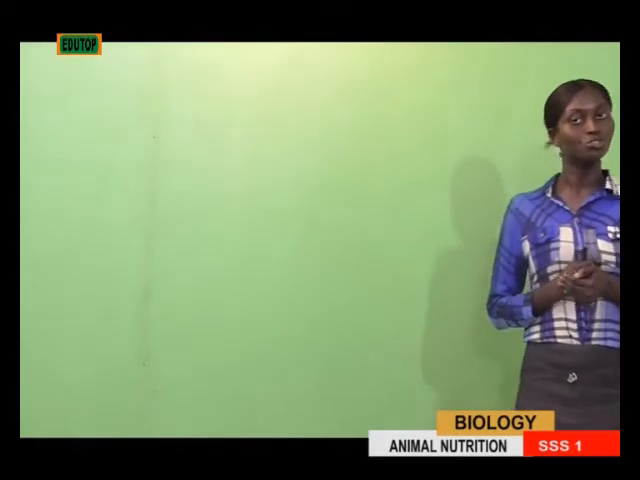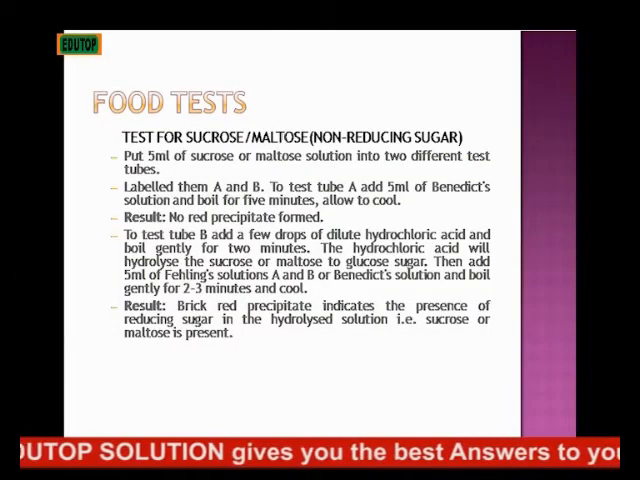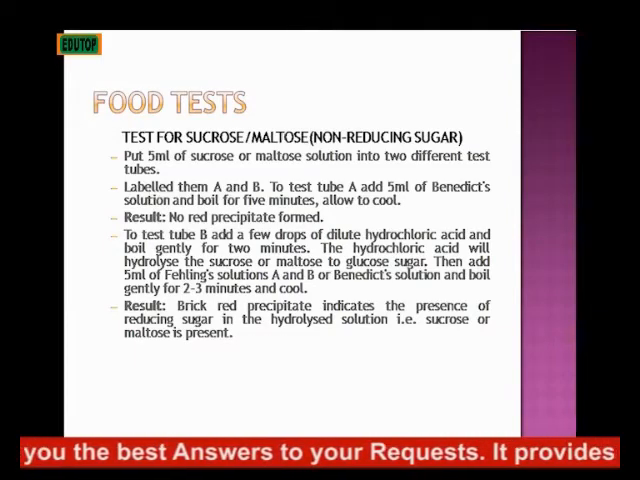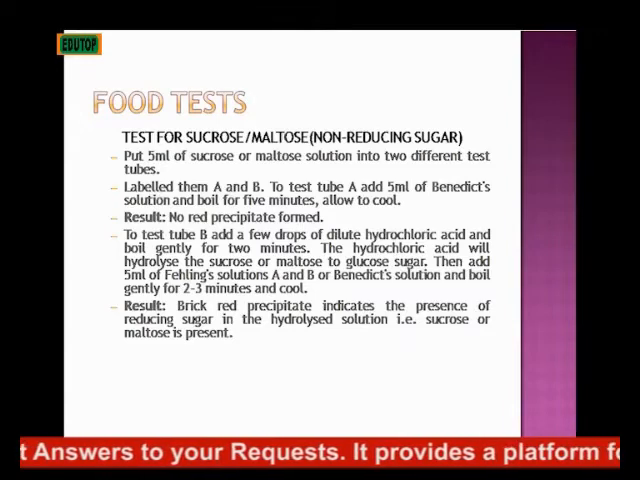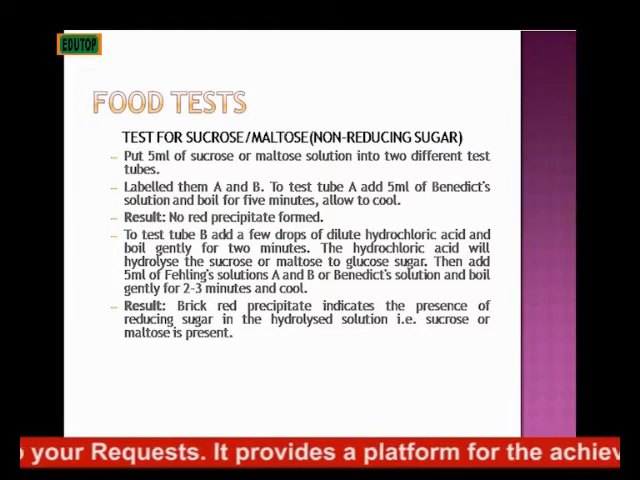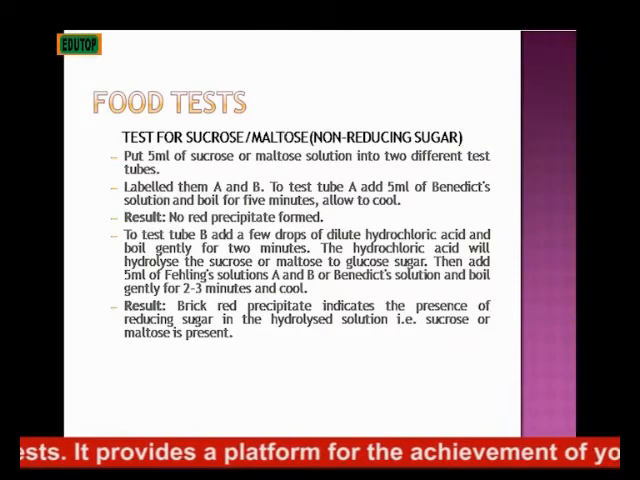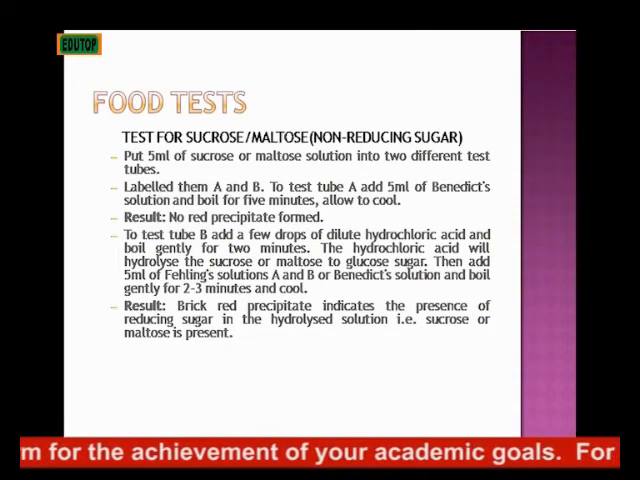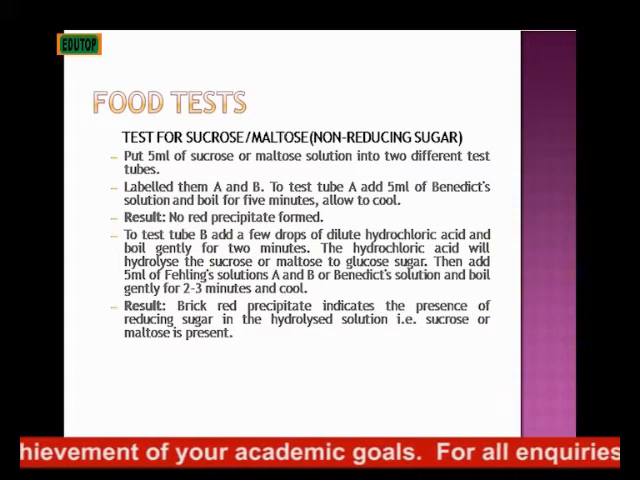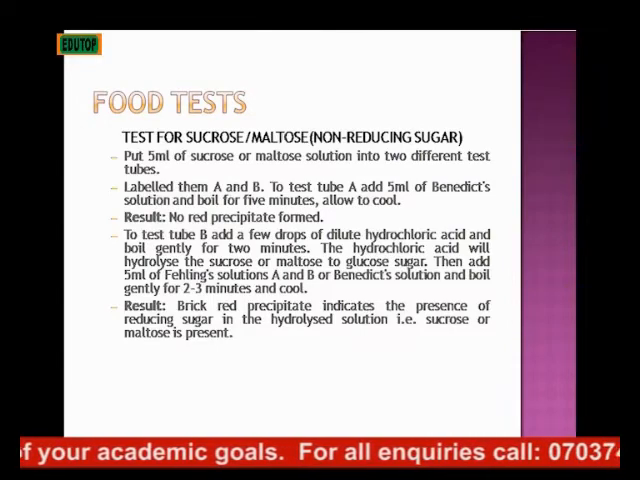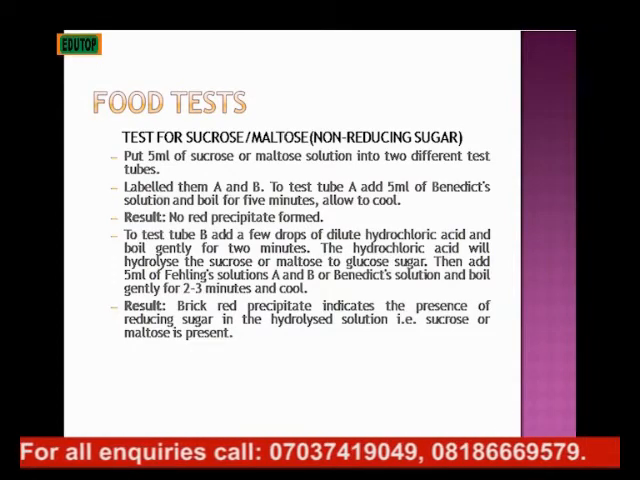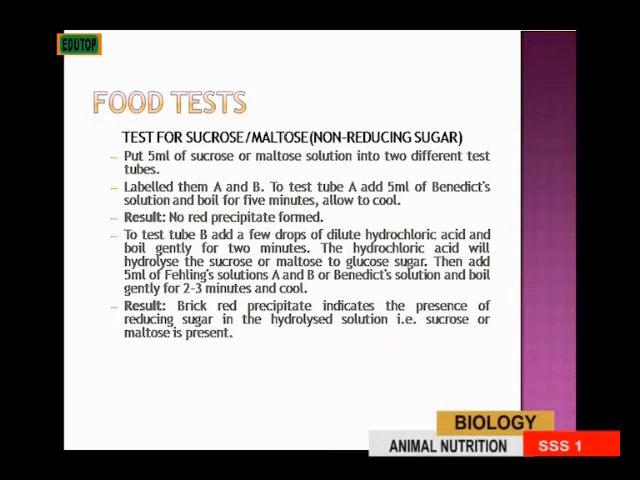Now, test for sucrose or maltose. That's a non-reducing sugar. You put 5 ml of sucrose or maltose solution into 2 different test tubes. Then you label them A and B. To test tube A, you add 5 ml of Benedict solution and boil for 5 minutes. When you do that, you discover that no precipitate is formed. Now, to test tube B, you add a few drops of dilute hydrochloric acid. Then you boil this gently for 2 minutes.